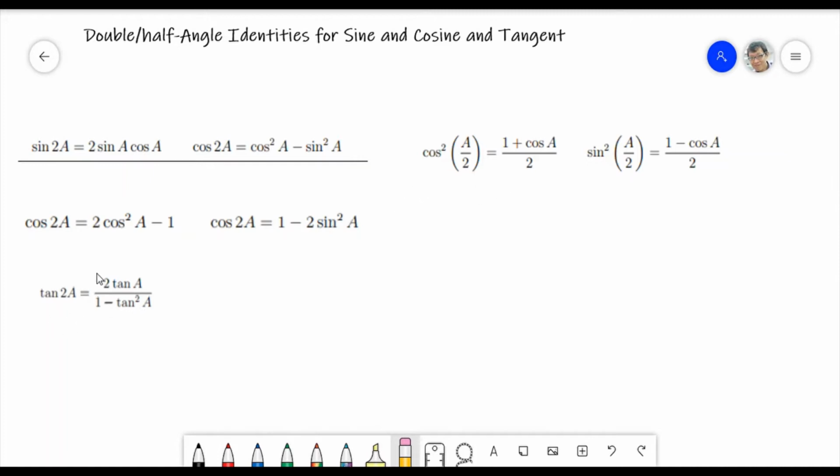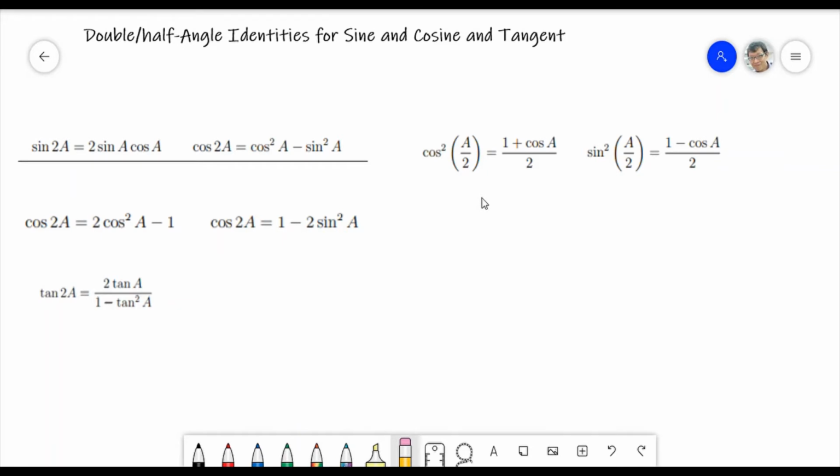And this tangent 2a is 2 tangent a over 1 minus tangent squared a. But anyway, if you know sine a, you already know cosine a, right? If you know cosine and sine, definitely you already know tangent. So generally speaking, you just need to know one of sine, cosine, tangent, and then you can find the others. But if you only know tangent, you cannot be sure. You only need to know sine and cosine.